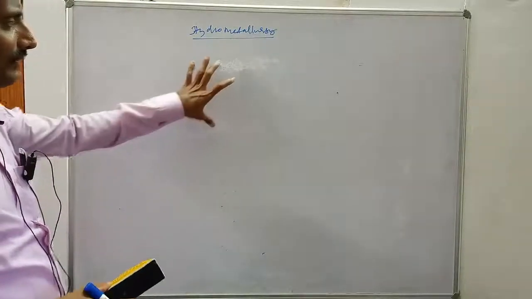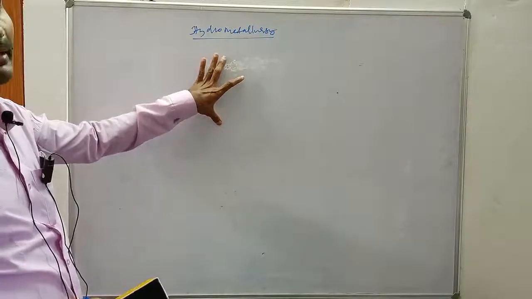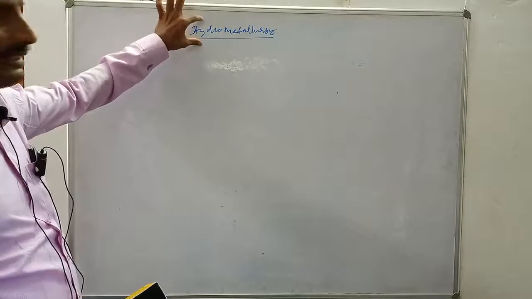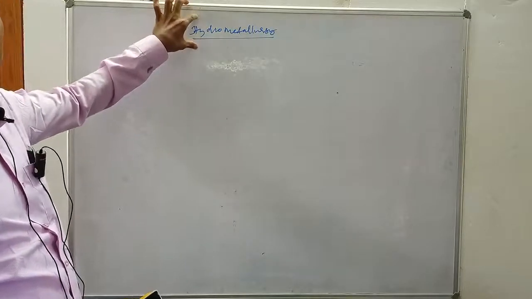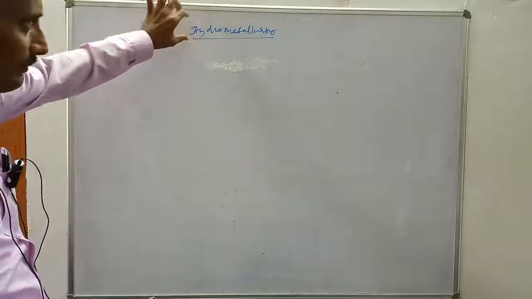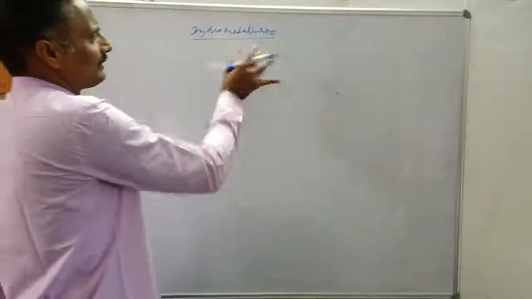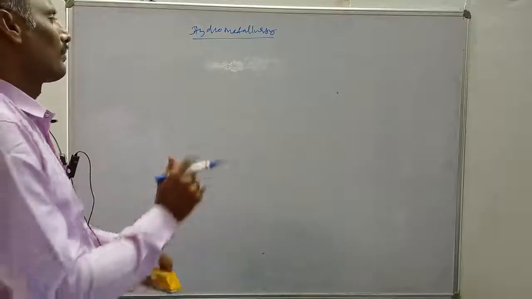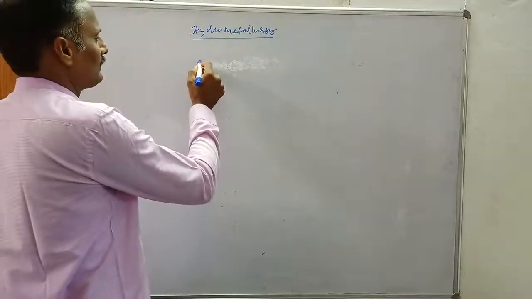So far we discussed the extraction of aluminum, which involves mainly an electrochemical method. This is called electrometallurgy. But in this method, we are using hydrometallurgy, which means using water, an aqueous medium. Using hydrometallurgy, we are extracting gold. For example, you take gold.